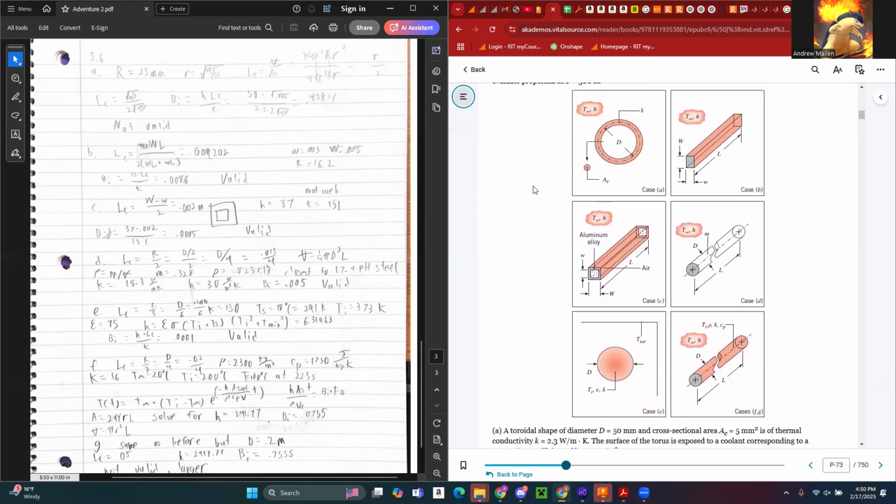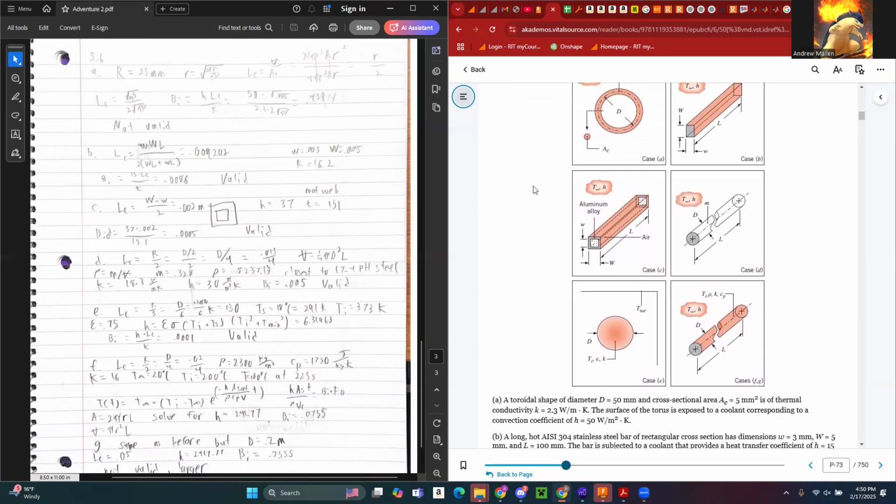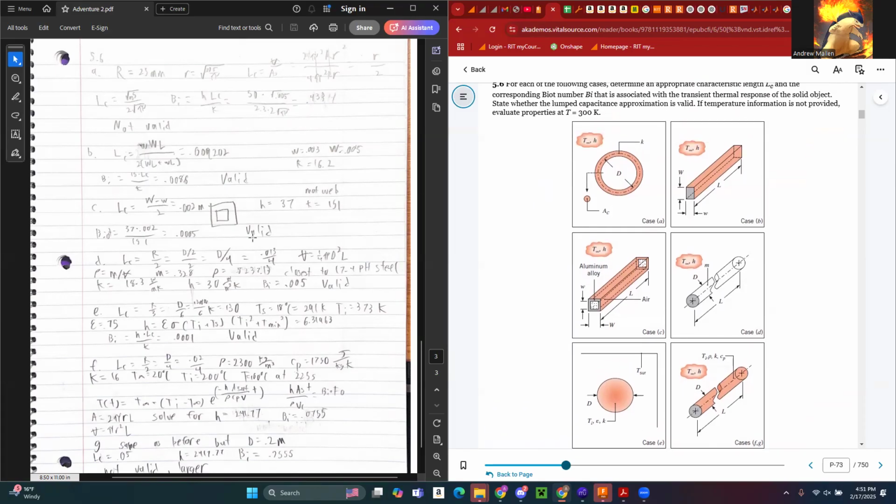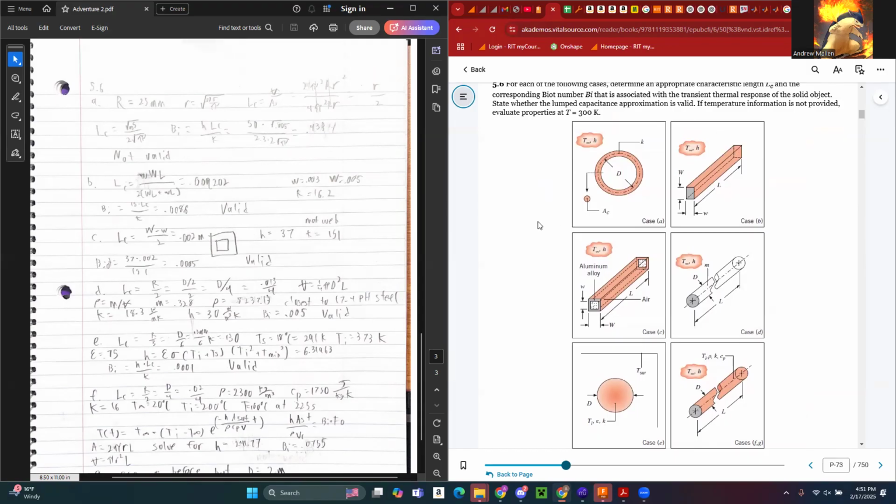So the first shape is a toroidal shape of diameter D equals 50 millimeters and a cross-sectional area of 5 millimeters squared, with a thermal conductivity of 2.3 watts per meter Kelvin and a convection coefficient of 50 watts per meter squared Kelvin. Now, a toroidal shape is pretty much a donut shape. It's just a cylinder wrapped around to become a hoop. And for this one, there is no easy way to interpret this shape. Best we can do is use the characteristic equation, which is just volume over surface area.